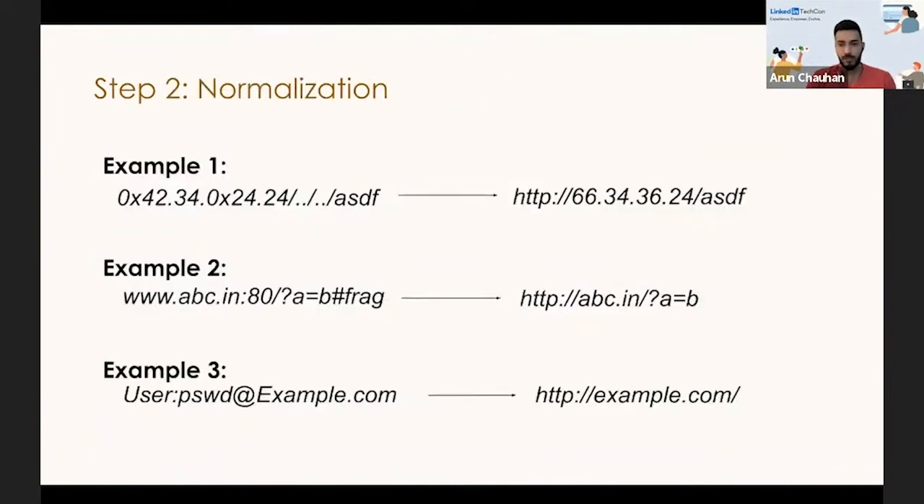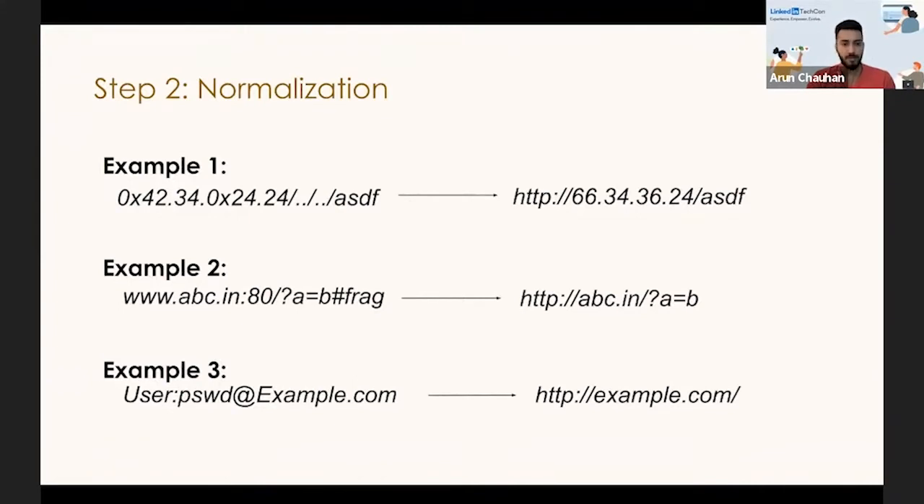Second step is normalization. So in example 1, you can see we have a hexadecimal IP. It will convert it into decimal. Second example, it has www, which is optional in most sites. It has a port, 80 is the default port, and it has a fragment. So all these optional features could be removed, and we normalize it to just http abc.in and a.b.